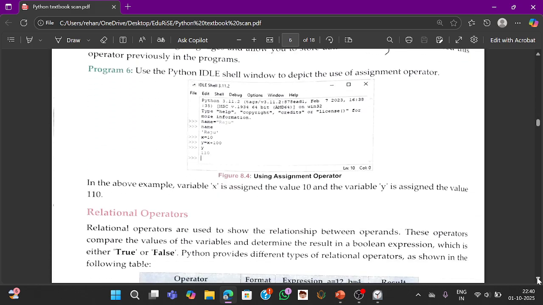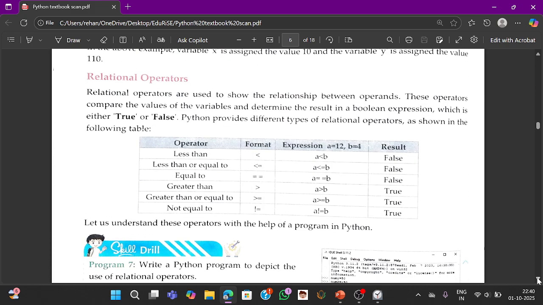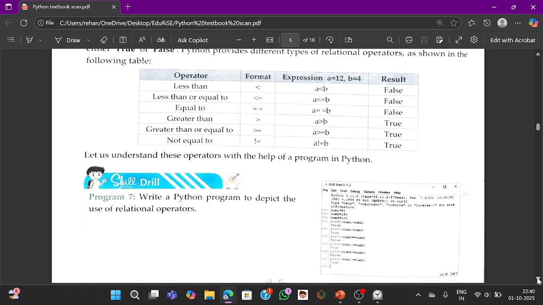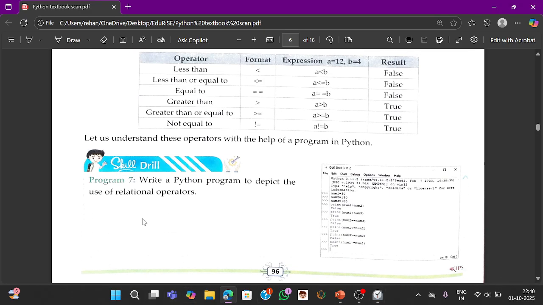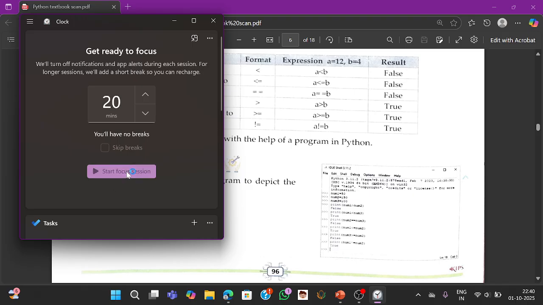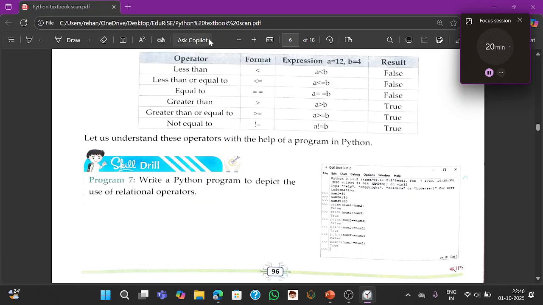Now, going to the next, we have relational operators. So we'll be talking about relational operators in today's class, starting with the program number 7. Oh, let's wait. We have to start the timer. It's a 20 minutes challenge, right? So here is our timer. All right. So 7th program, write a Python program to depict the use of relational operator.